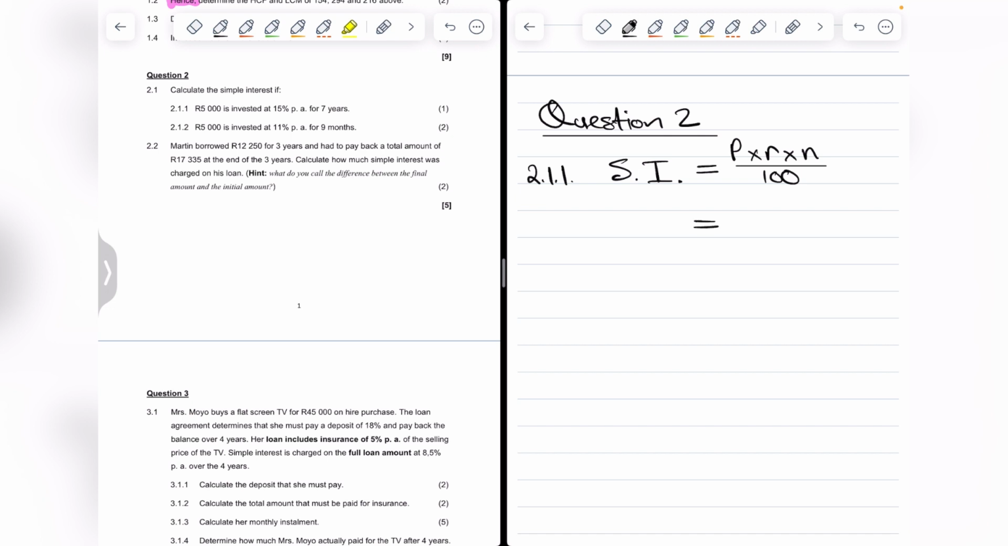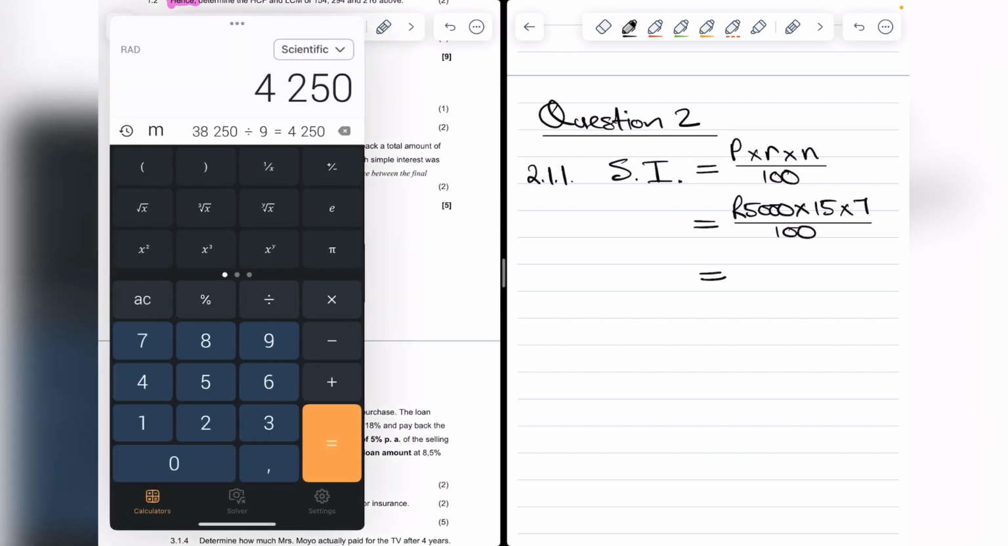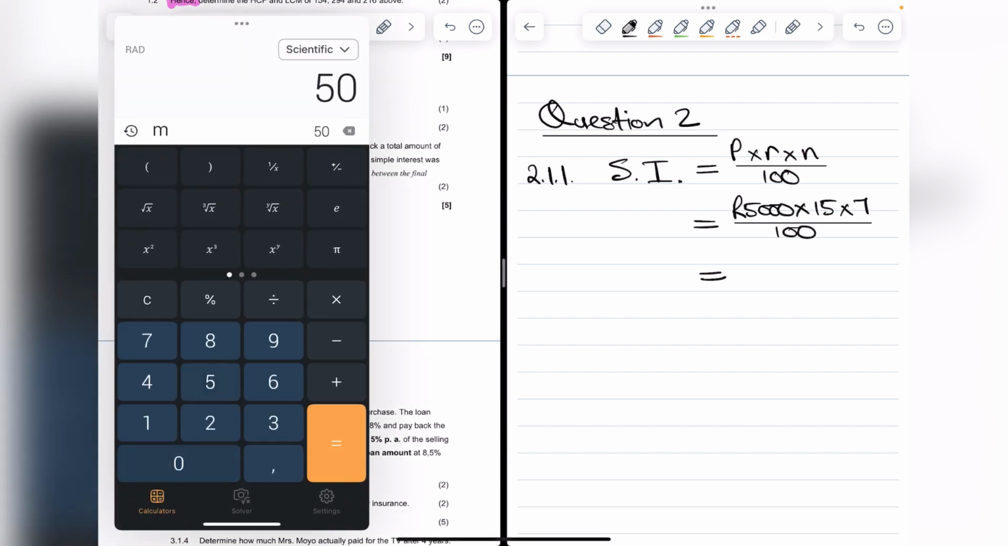So substituting, my principal value here is 5,000 Rand. My interest rate is 15%, so that's 15. Again, don't put the percentage symbol in your calculation, and that is all multiplied by 7 years, all divided by 100. And if I punch all that in the calculator, so I've got 5,000 Rand multiplied by 15 multiplied by 7, divided by 100.